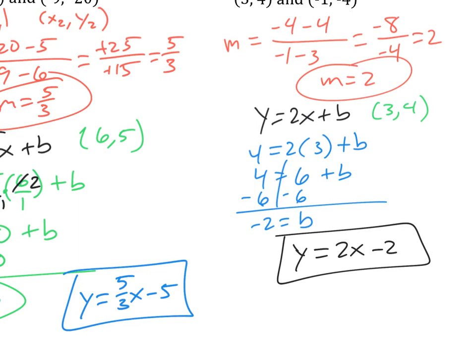All right, so just remembering that when we are writing an equation given 2 points, we first need to find the slope, and then we can use our point to find the y-intercept.